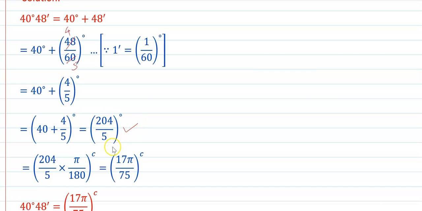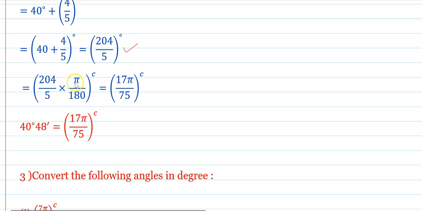This is the degree. Again convert this degree to the radian, that is multiply it with pi upon 180, and then simplification, you will get 17 pi upon 75. Okay, you can simplify it. Divide with 12, these two terms, you will get here 17 and here 15. 15 into 5, 75, and again 17 into pi, you will get 17 pi radian, and hence 40 degree 48 minutes is equal to 17 pi upon 75 radian.